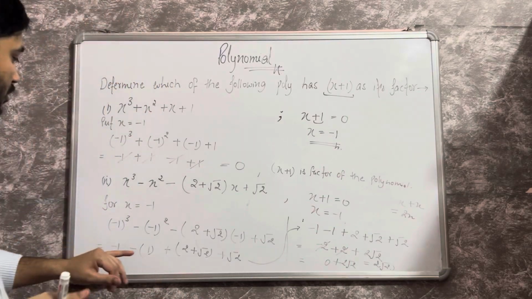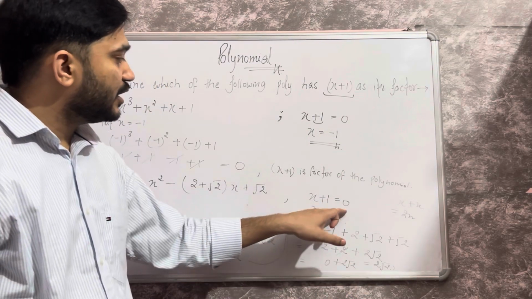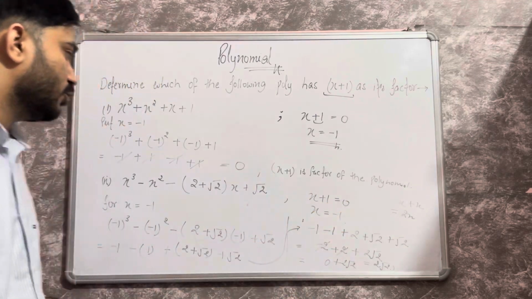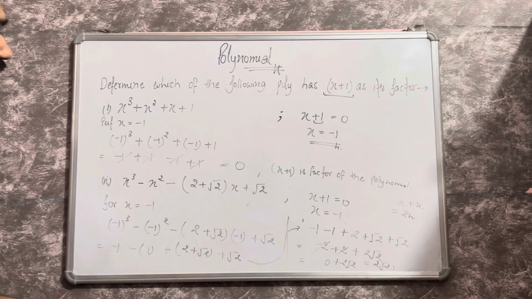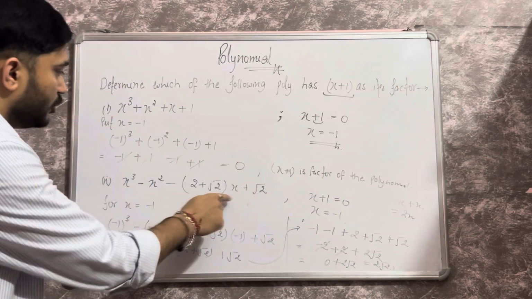Since the answer here is not 0, x plus 1 is not a factor of this polynomial. So what is going to be its answer? That x plus 1 is not a factor of this polynomial. Any doubt?